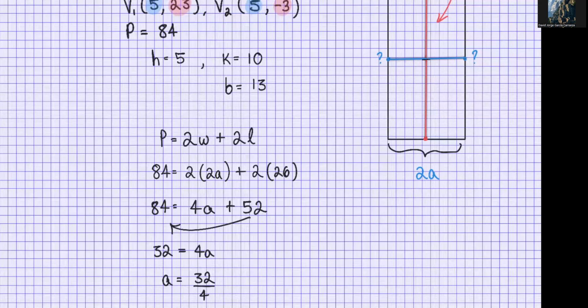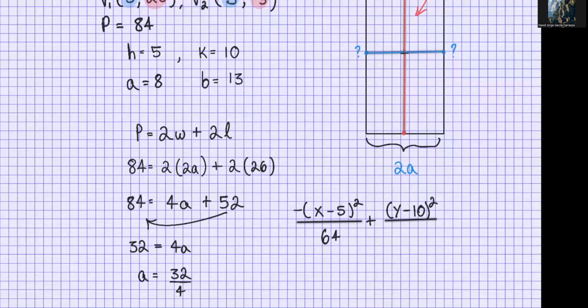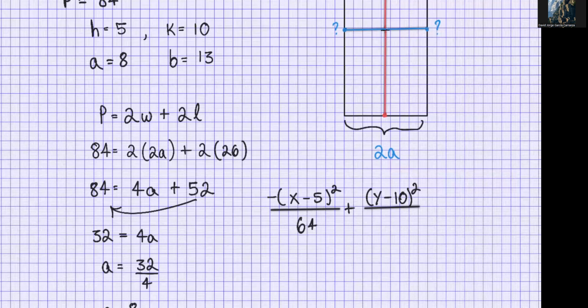And now we have all the information ready to write our formula. It will be negative (x minus 5) squared divided by 64, which is a squared, plus (y minus 10) squared divided by 13 squared, which is 169, and this equals 1. And that's it.